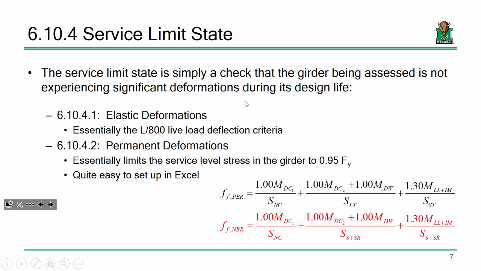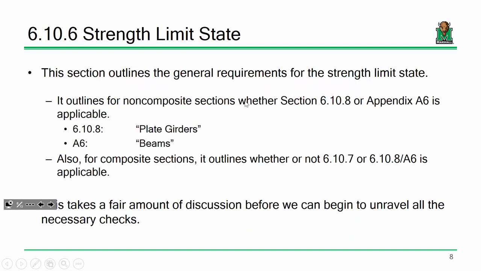And I don't really have much to say about it because when you all come back in a couple weeks and we do this, for example, the example we've been working on in class, you'll see this is a really easy check to do. It's just M divided by S, M divided by S, M divided by S. Just add it up and see if it's less than or equal to 95% of Fy. That's it. It's really not much to it. All right. So far, so good?